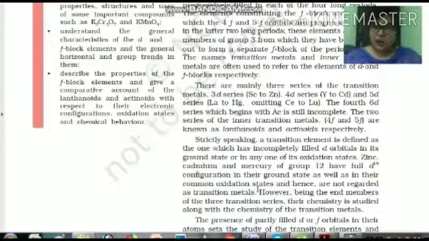However, these three elements, or metals, are present at the end of the transition series. Their chemistry is studied along with the chemistry of transition metals.